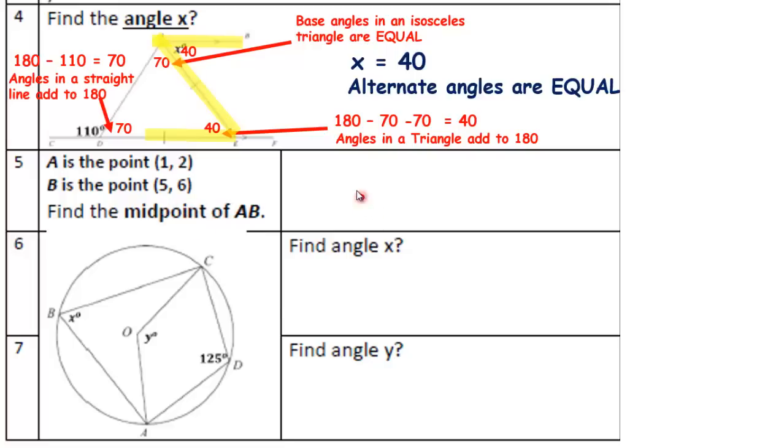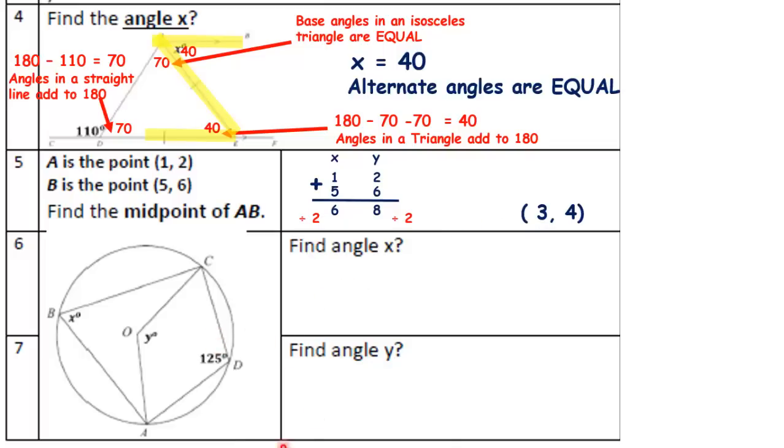Question 5. Always start off like this, and you know how we do it. x and y, I write down the coordinates one under the other, add them up. 1 plus 5 is 6, 2 plus 6 is 8, and then half them both, and this gives me 3, 4 in brackets. Write it as a coordinate. Make sure you do that, please.